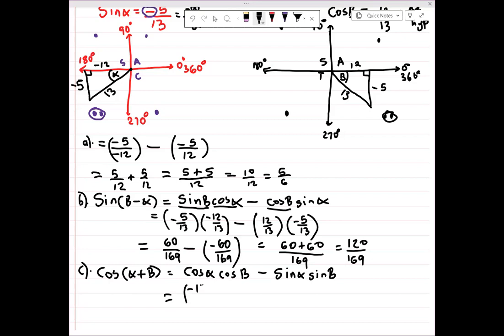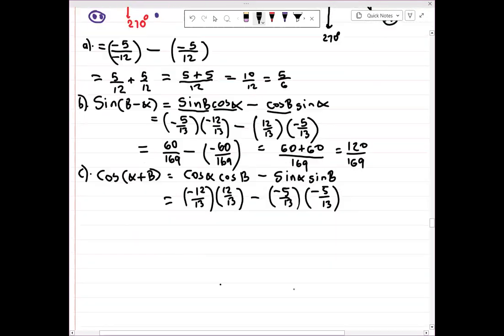And by the look of things, I can see that cos alpha was this part here, so to save time I'll just take it from there. And then I can see that cos beta was this part here. Then I have a minus, and I can see that sine alpha was this part here, which is negative 5 over 13. Then sine beta was basically this part here, which is negative 5 over 13. And then we just substituted everything.